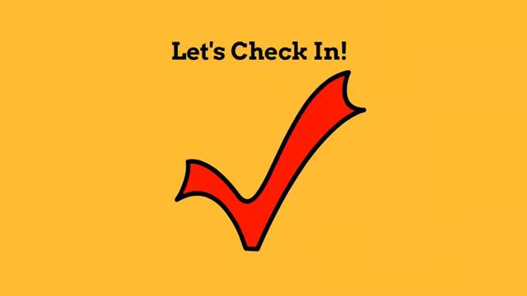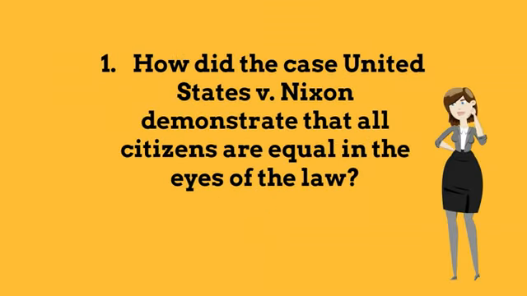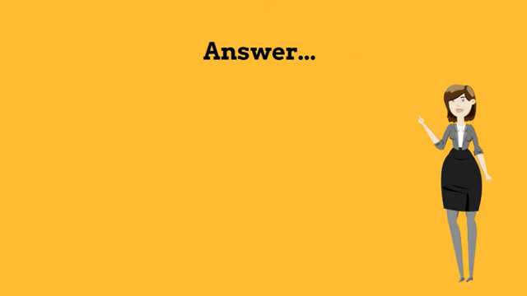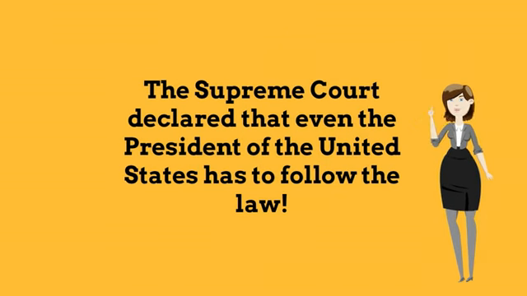Let's check in. How did the case of the United States v. Nixon demonstrate that all citizens are equal in the eyes of the law? Answer: the Supreme Court declared that even the President of the United States has to follow the law.